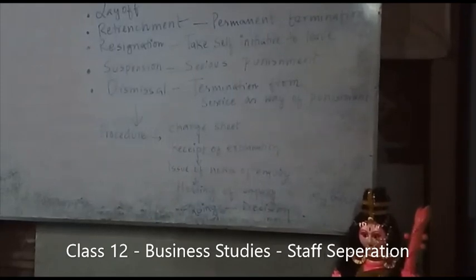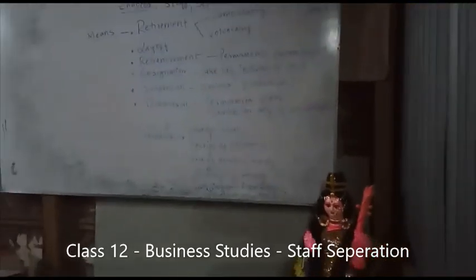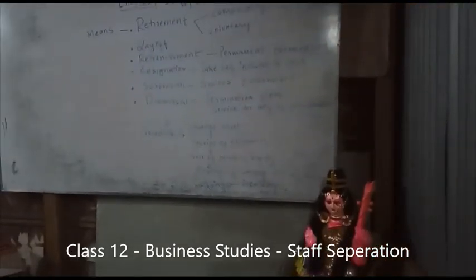So the chapter, staff separation. A staff member can be separated from the organization by various means. The means can be retirement, layoff, resignation, suspension, or dismissal. So this is the end of the chapter, staff separation.